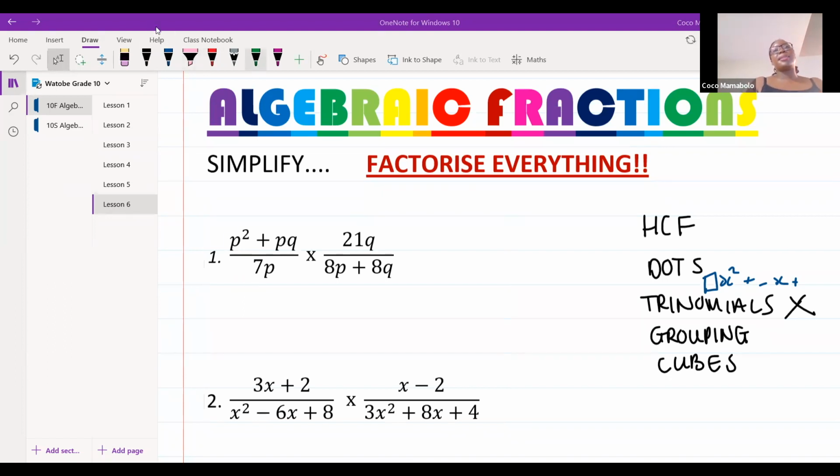I'll give you guys hints. This is the HCF over here. In fact, all of it is HCF. Take out the highest common factor in both of those and see where you can cancel. All right, I'm going to give you guys a bit of time. Go for it.